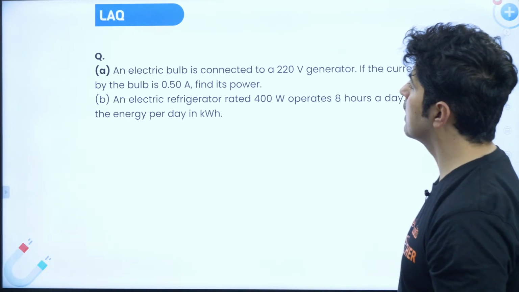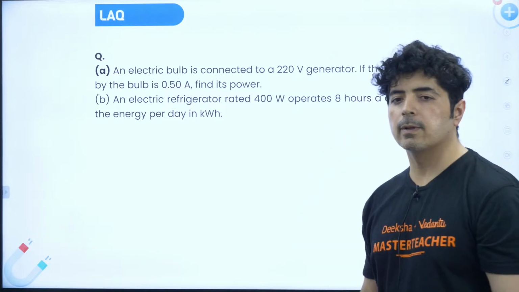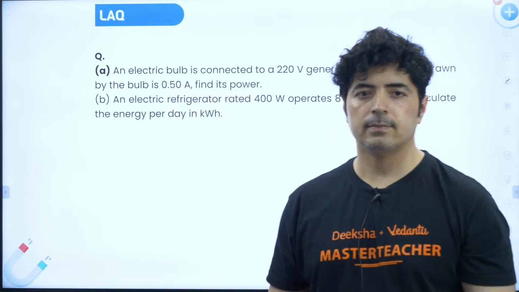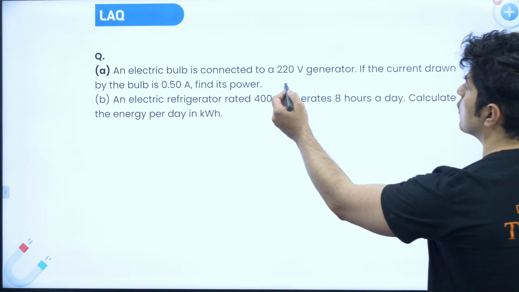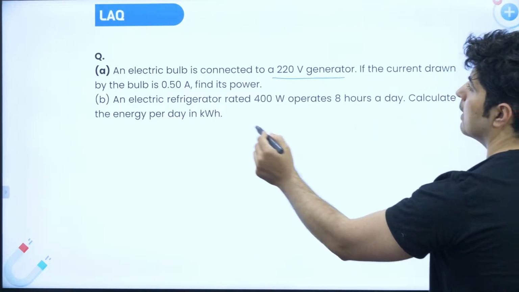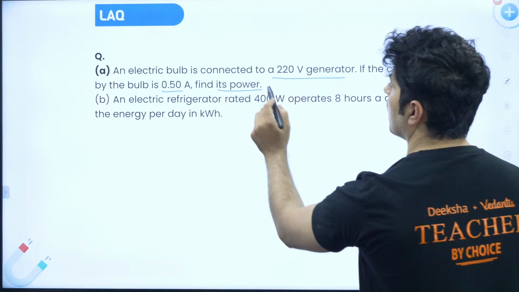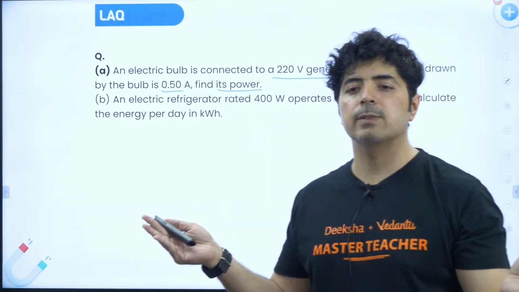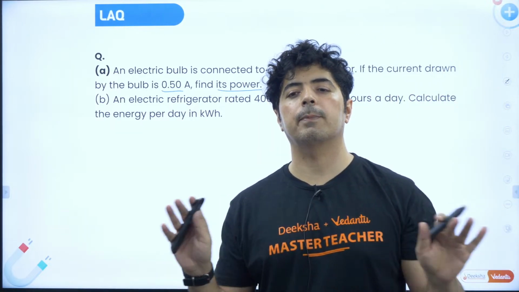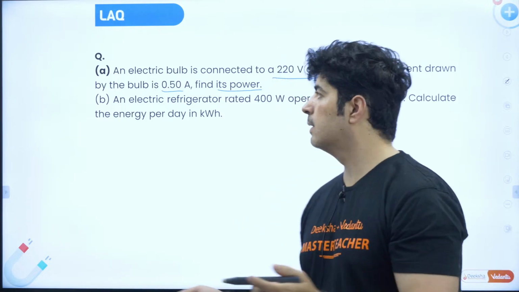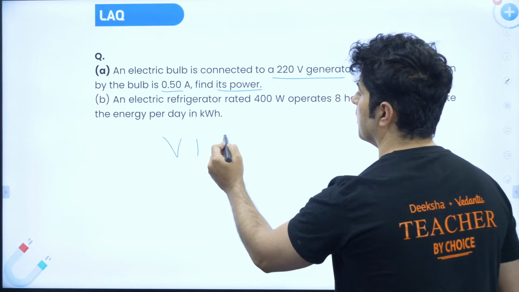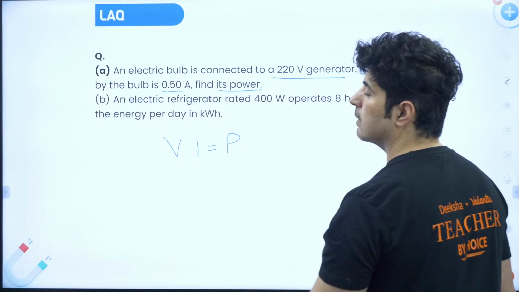Next problem is, guys, now we have a problem related to an electric bulb. So an electric bulb is connected to a 220 volt generator. Current is this much. Find the power. Simple. What is power? VIP. Remember the formula VIP. That's it. So what is VIP? Just put equal to in between.